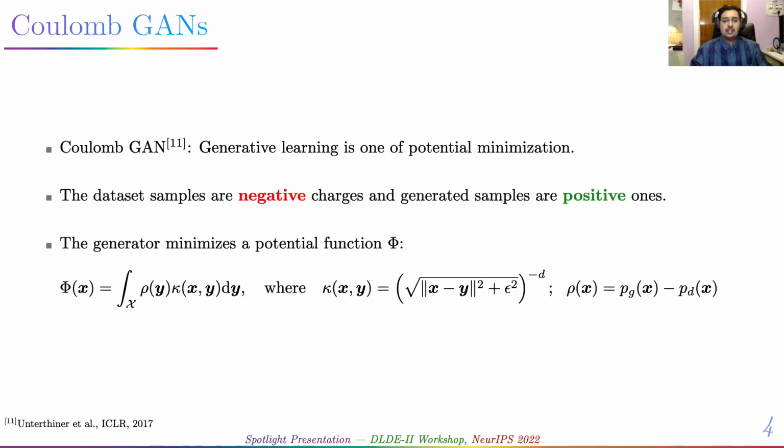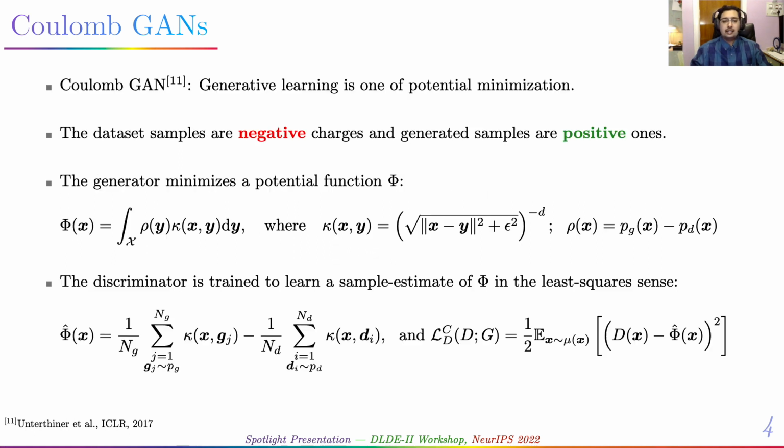In Coulomb GANs, the generator is trained to minimize the potential field phi, which involves the Plummer kernel kappa. The Coulomb kernel is a singular version of the Plummer kernel with epsilon equal to 0, making its implementation relatively unstable. In practice, a discriminator network is still used and is trained to approximate a sample estimate of the potential phi hat in the least square sense. We'll be coming back to this sample form of the Coulomb GAN potential within our proposed formulation as well.